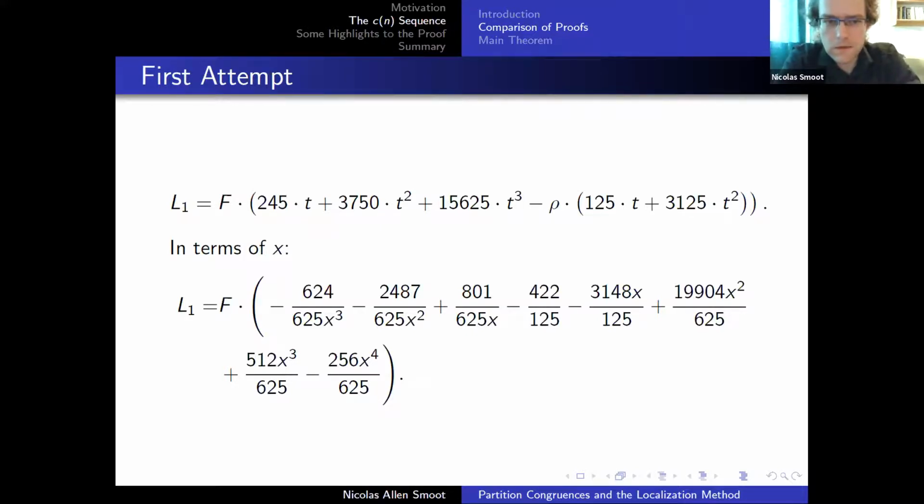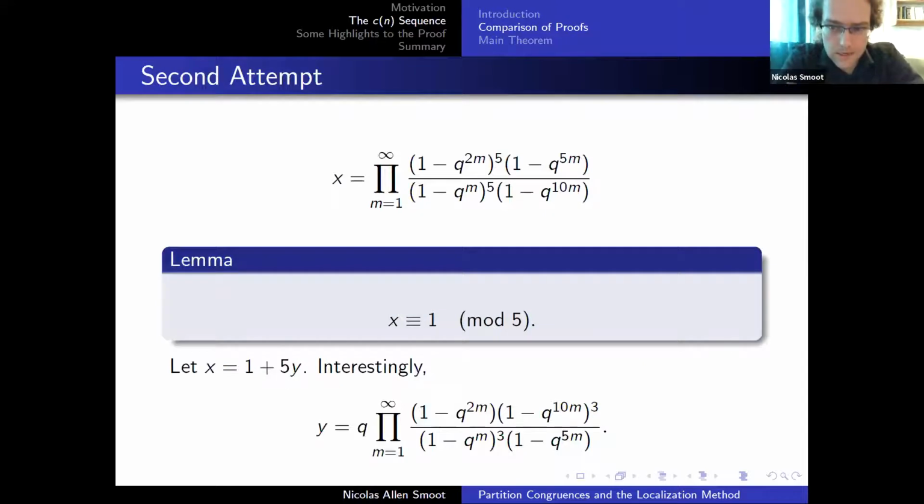So, okay, let's try a second attempt. Now, one thing you can tell by looking at this fairly quickly, you can tell from the freshman's dream, for example, this x is 1 mod 5. So I can write x as 1 plus 5y, and y is a modular function with an integer power series. And in fact, y has a very nice eta quotient form. It's this form here. Perhaps might be a bit more promising.